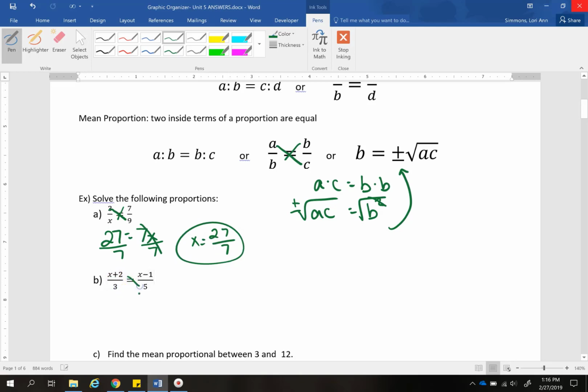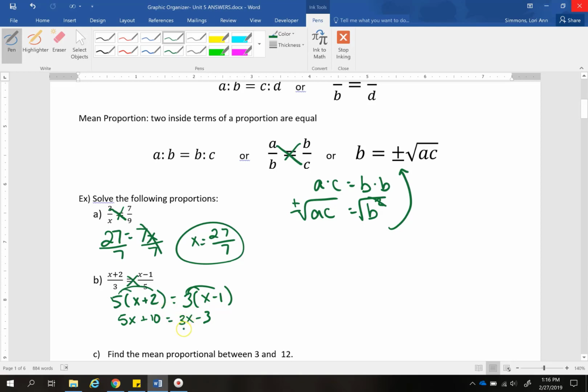Very similar for this part B. 5 times the quantity x plus 2. You're multiplying the whole thing, so make sure you put that in parentheses. Equals 3 times the quantity x minus 1. To get rid of your parentheses, you're going to distribute this 5 through. 5 times 2 is 10. Do it again for this side of the equation.